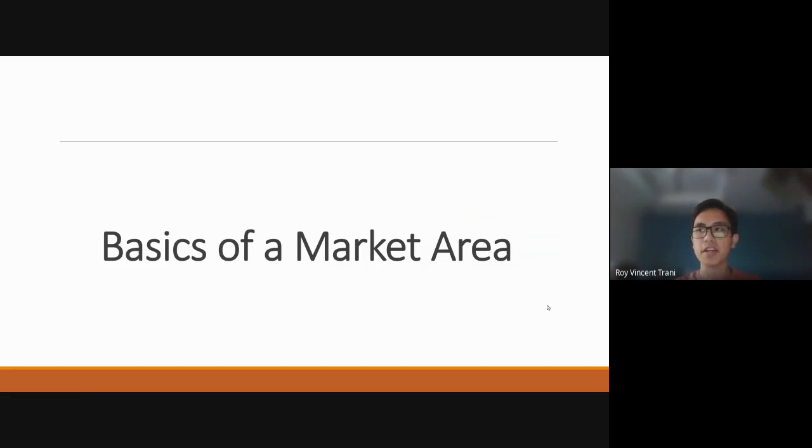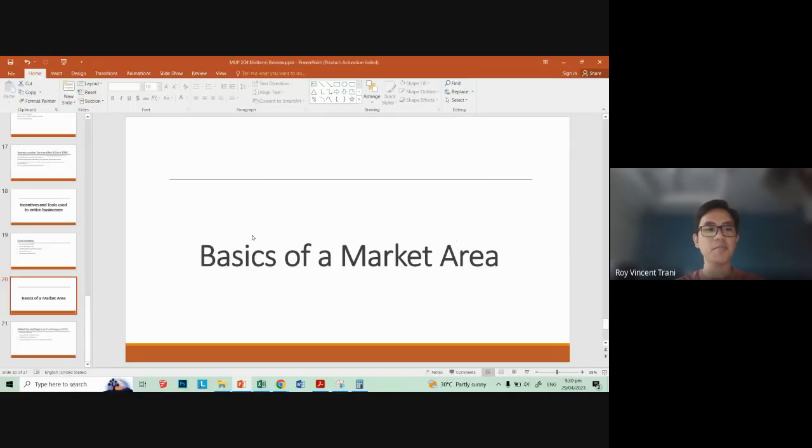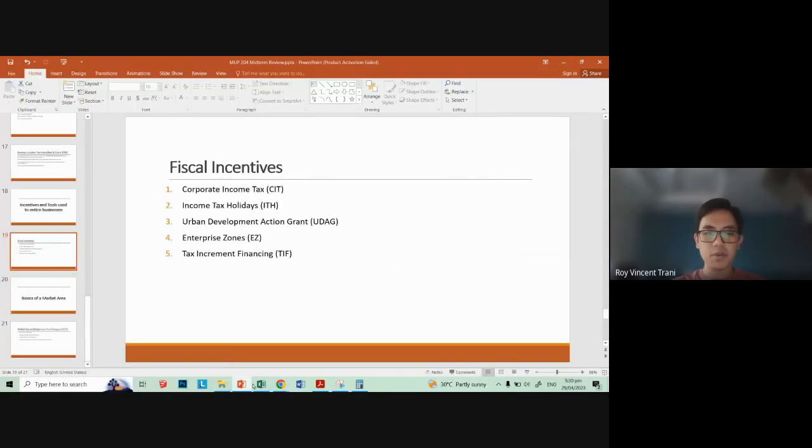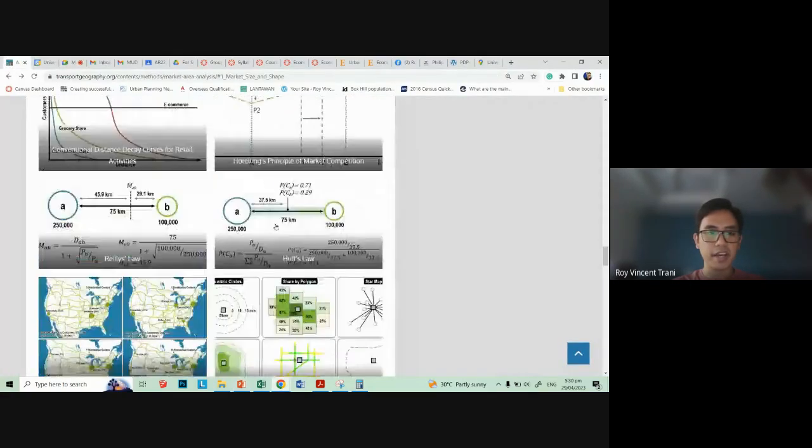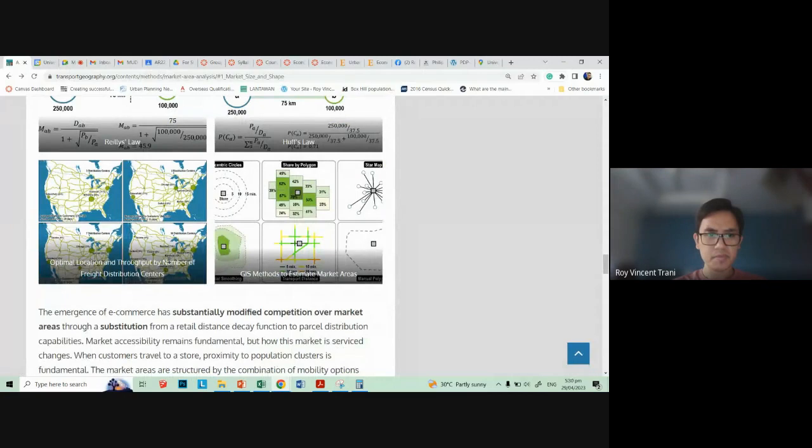Now, in terms of market area, we can see that population directly influences market area, such that if you have a larger population, more often than not, you would have a larger market area. So that's just the basics of it. And we have two equations that you can try out. These are old, but there's a few more here.